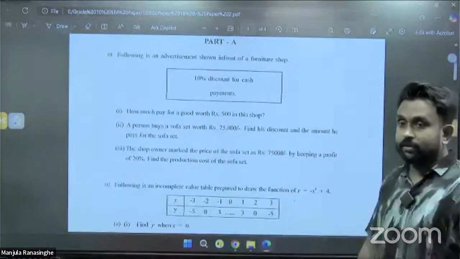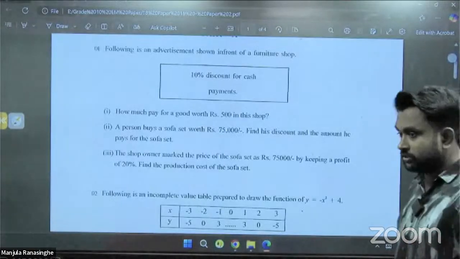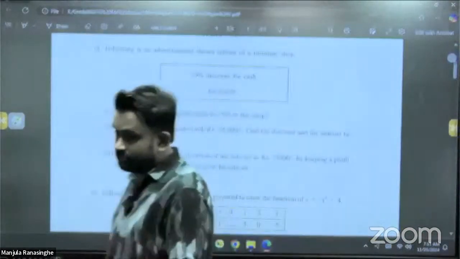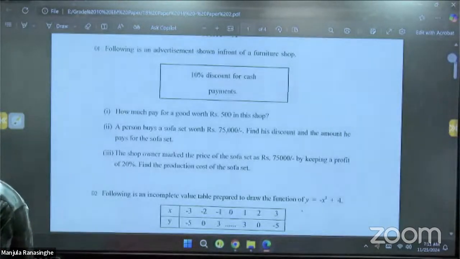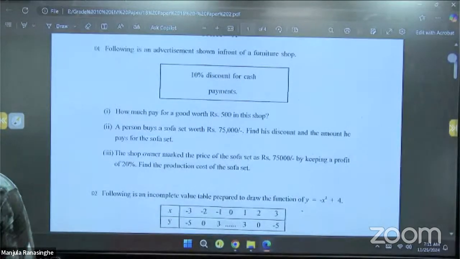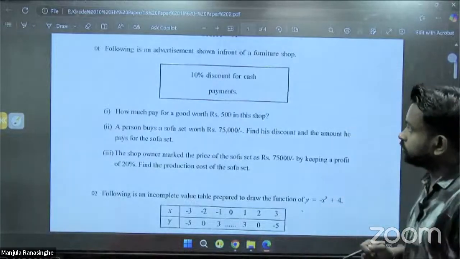So you can see one by one. This paper is not a much advanced paper, so you can easily do it, but some questions are tricky, and you can think logically about those questions, right? Okay, so one by one I will move to the questions.